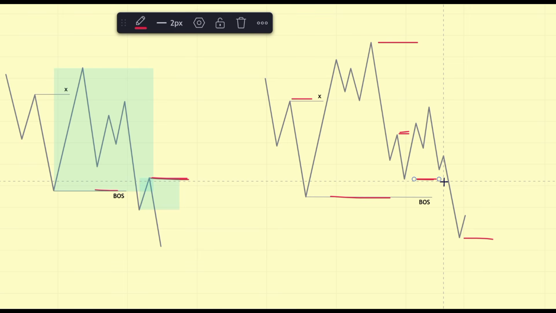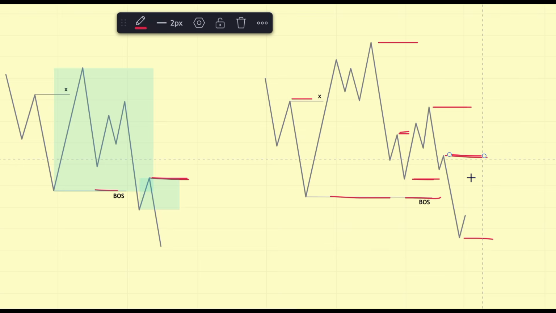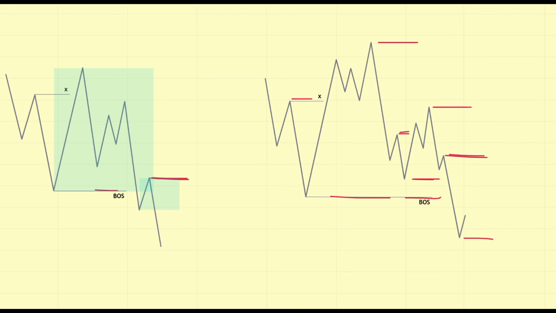So in this case, which one will we be using as the inducement? Most of you will mark this one here as the inducement, but you will be wrong. This one here is the major inducement. In this case it is minor because it occurred before this one here, before the break of structure. So this one here will be our minor inducement. This here is not the correct inducement, not unless price broke the structure.